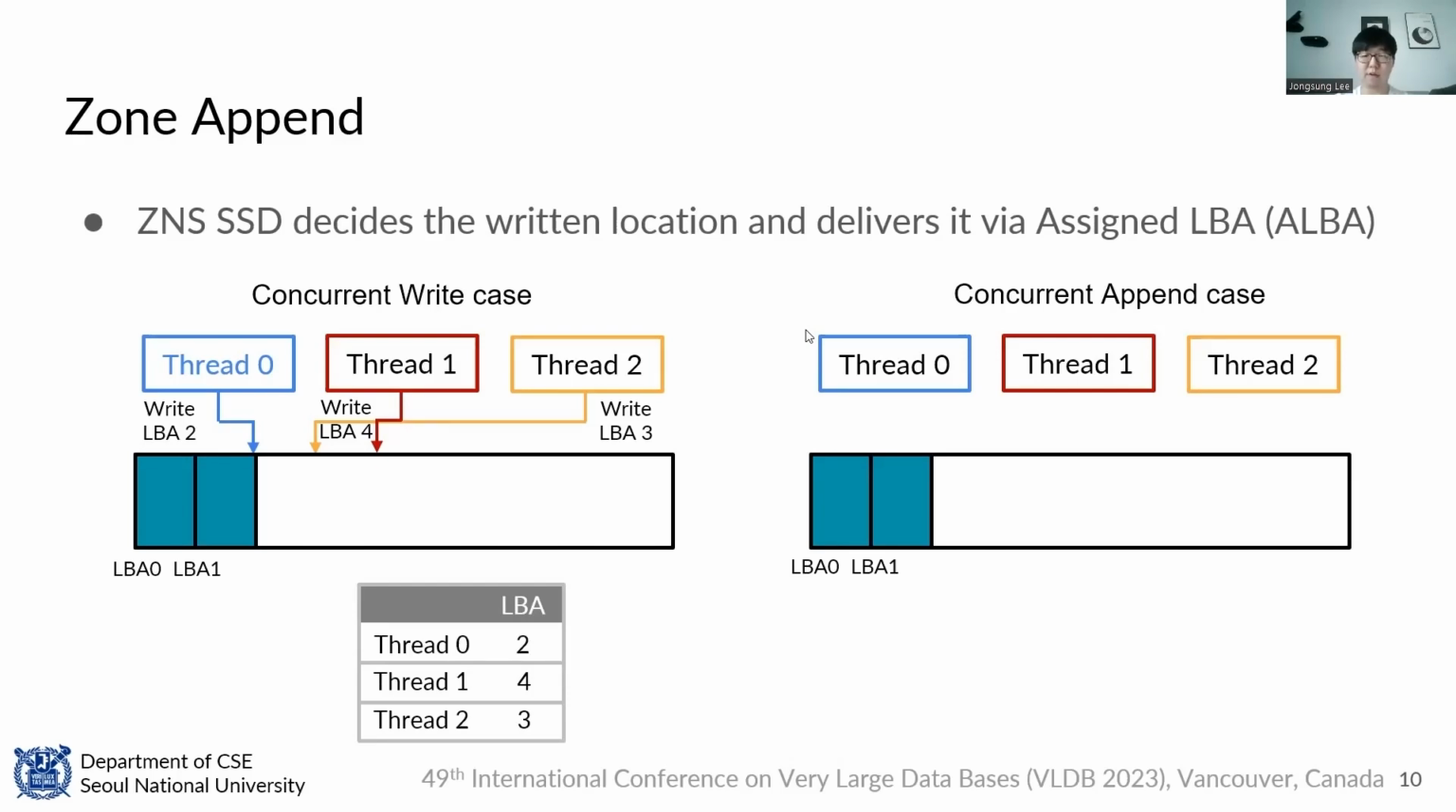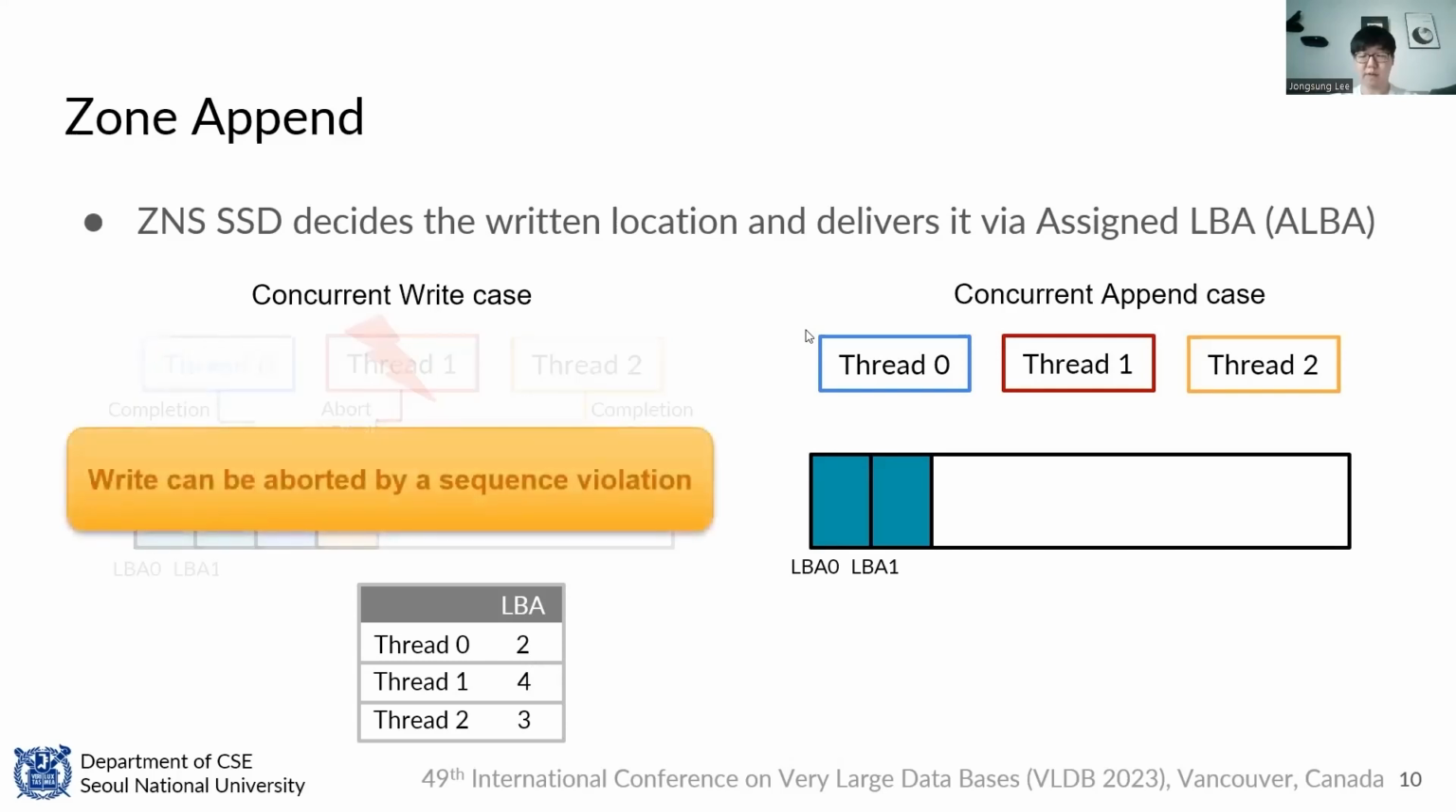The target LBA of the write request of thread 0 matches the write pointer. Therefore, write succeeds, and the completion is returned to thread 0. However, when the device tried to handle the write request of thread 1, a write pointer mismatch happened. The requested LBA is 4, but the write pointer inside the device is 3. Therefore, the write request of thread 1 is aborted. Thread 2 requested the write at LBA 3, which currently matches the write pointer. Write succeeds, and the completion is returned to thread 2. Because of the sequential write constraint, it is impossible to write data concurrently.